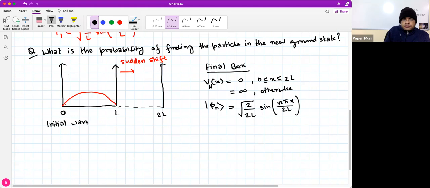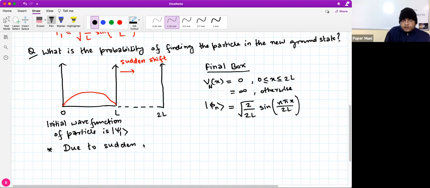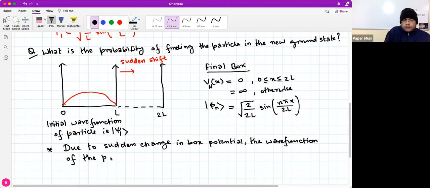Now, the initial wave function of the particle is psi1. Due to whatever argument I gave you, let's note it down: due to sudden change in box potential, the wave function of the particle does not change.